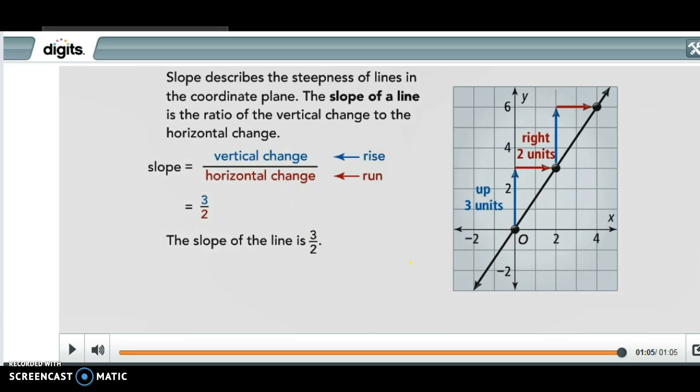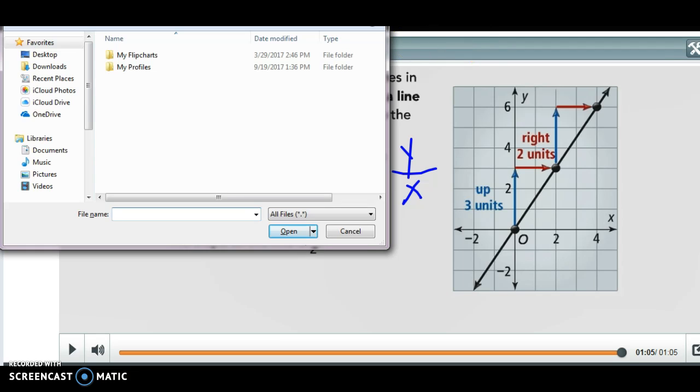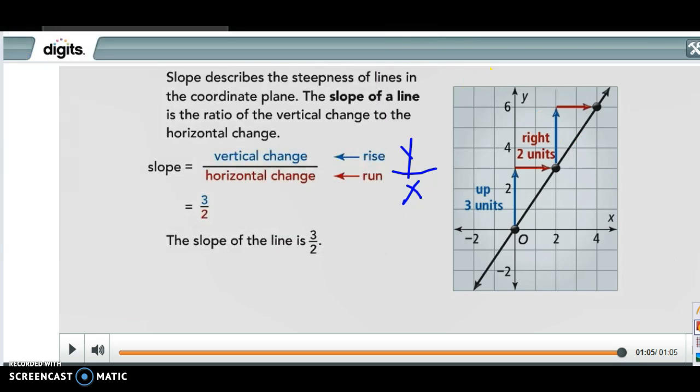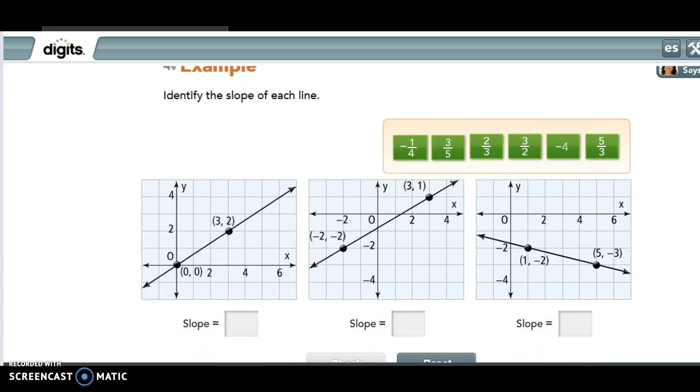Alright, so let's go ahead and move on to your examples. So, if we look at this first example, we're going to have to identify the slopes of each. Like I did in topic 2 and like you'll also do in 8th grade topic 5, you're going to look at your y-axis over your x-axis. Okay, and they even give you the point of each to help you identify.